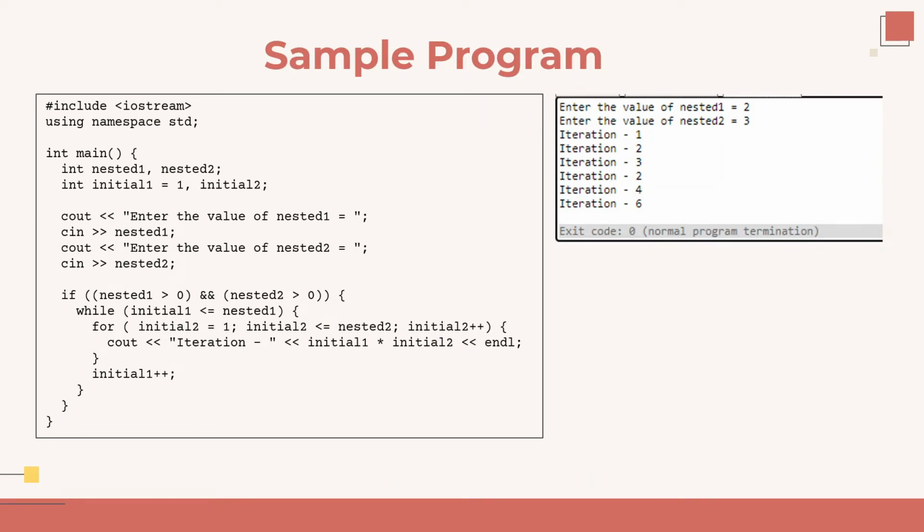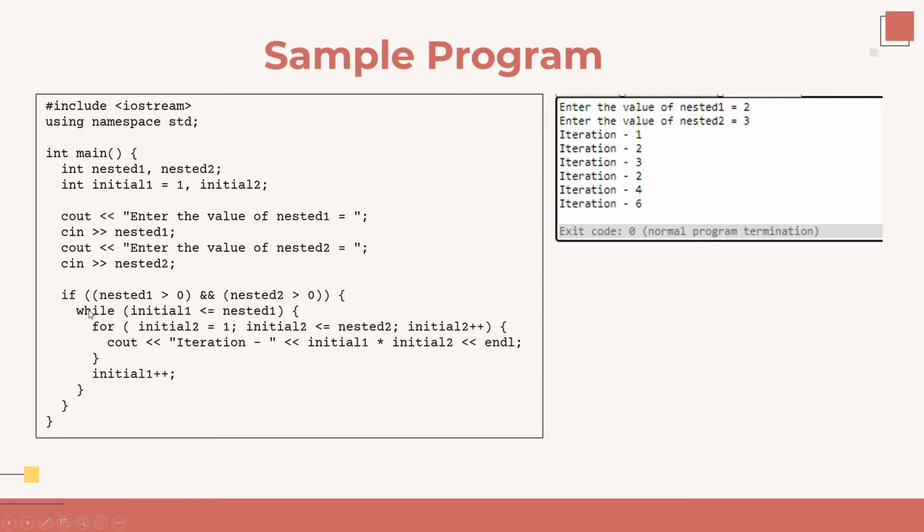The sample program shows that we can use a for loop inside the while loop. The statement will run as many times as nested 1 multiplied by nested 2, according to user input. Let's discuss the process of this program. First, we initialize nested 1, nested 2, and then the value of initial 1 is 1, and then initial 2. Then the values for the nested 1 and nested 2 variables are inserted by the user.